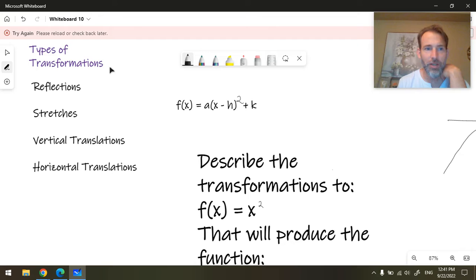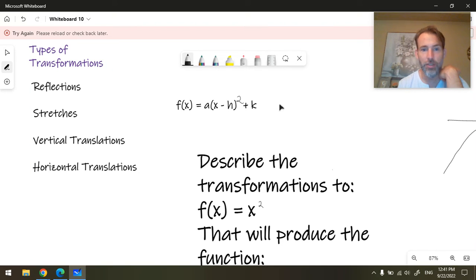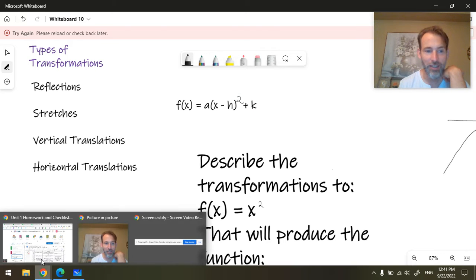Let's take a look. So we're going to be talking about types of transformations of functions today. We've been looking at reflections and stretches, and vertical translations and horizontal translations. These transformations are going to come from the values a, h, and k with our quadratic functions. So let's take a look in Desmos at what these look like.